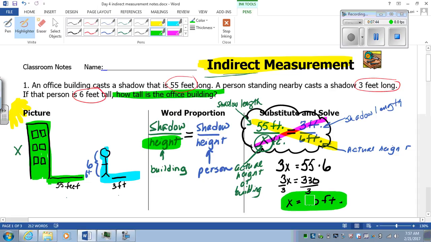So if we want to, we can go back to the original picture and write 110 feet as the office building height. What we've done is estimate the height of the office building using a ratio of shadow to height. All of the measurements that we used were things that we could easily measure, like shadow length on the ground or a person's height. We used the ratio to solve for an estimate of the office building's height.